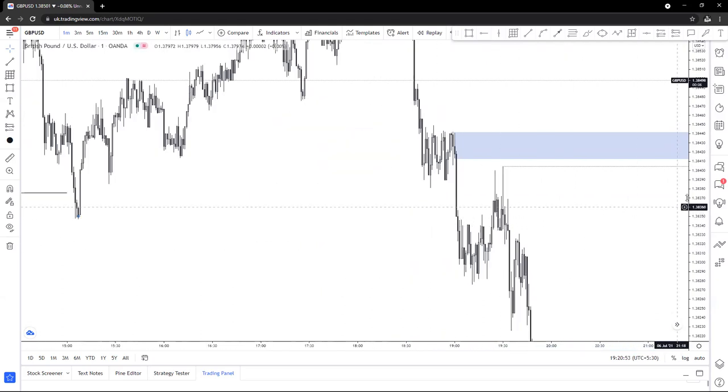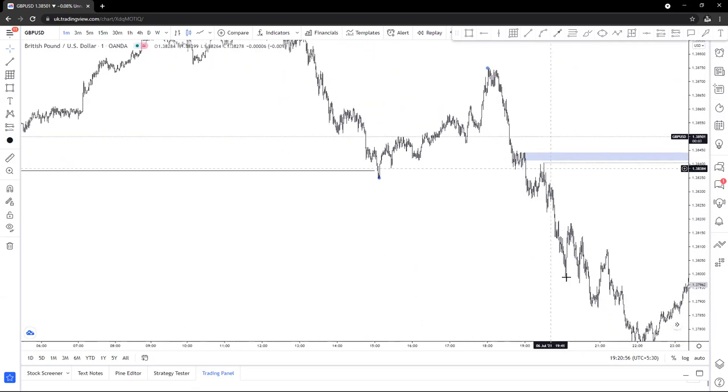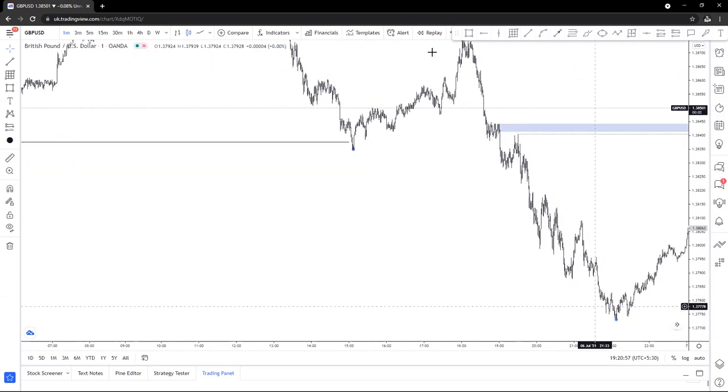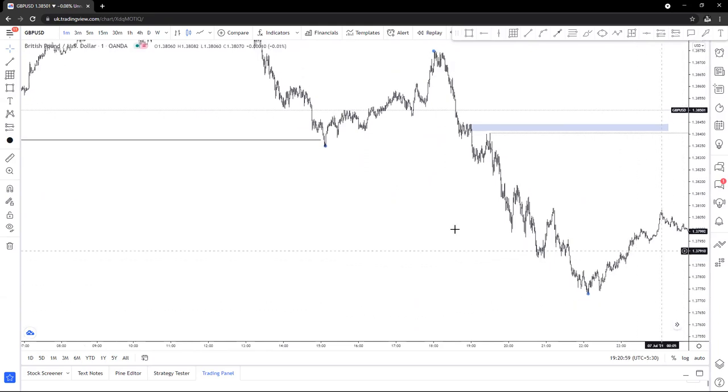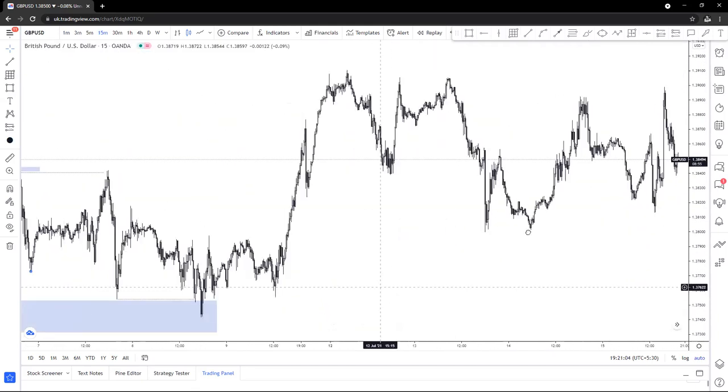Now, this was our new range. From this high to this low, that was our new range on the 50 minute, right? Now, I'll even tell you about this because I was back testing it and it was great.